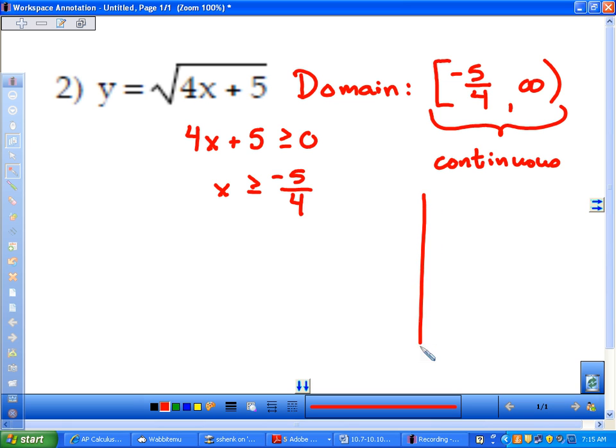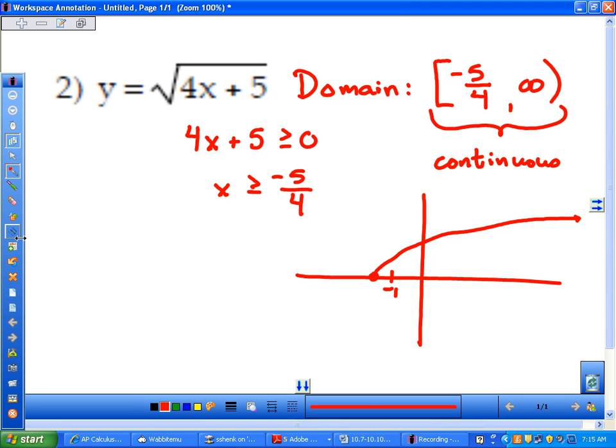This function, if you were to graph it, right here is negative 1. So right about here would be negative 5/4, negative 1 1/4. And then it gradually increases as we go to the right. So on its domain, from negative 5/4 to infinity, it's continuous. But it's not continuous over here in this area because those values are just not in the domain. Okay with 2? Okay. Anything else from the graded homework last night, folks?